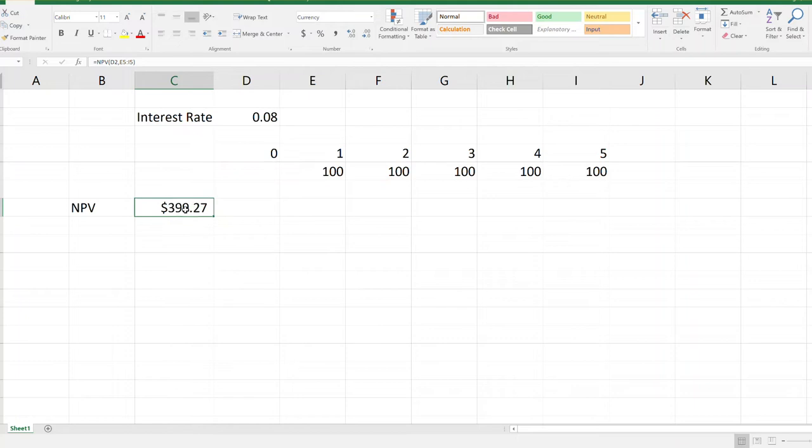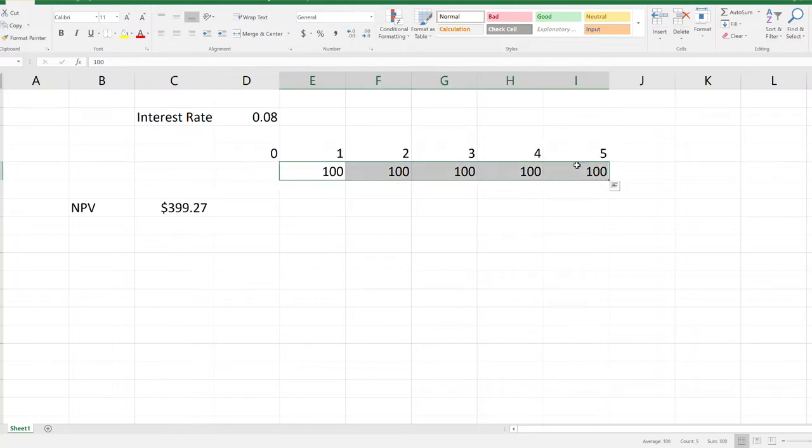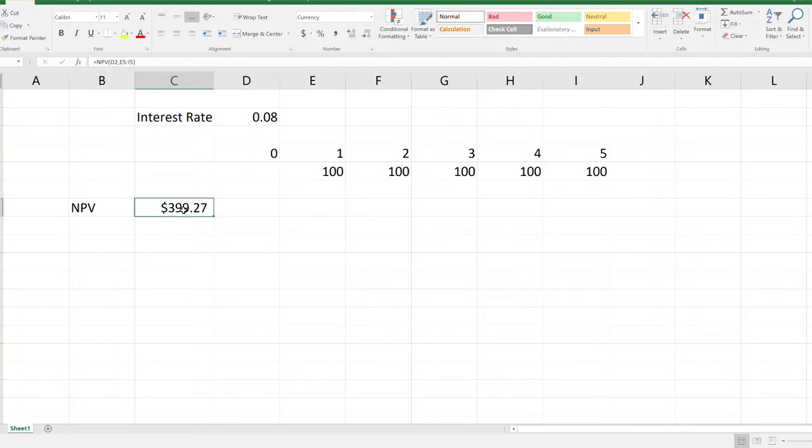So notice that the 5 100s was the problem I gave you in class: if we wanted to buy a TV, made 5 $100 payments at 8%, what would be the price of the TV? And that'd be $399. Now, the good thing about the NPV is that I could change these to whatever, 250, 400, and it will change it. So I can have unequal payments there.